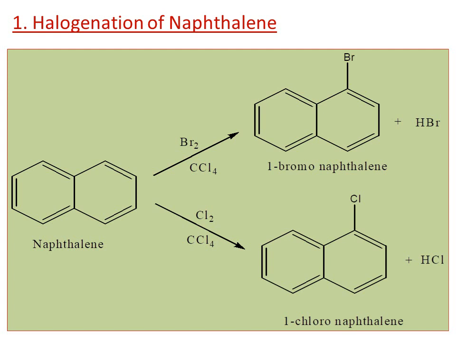Coming to the various electrophilic aromatic substitution reactions, the first reaction is halogenation of naphthalene. Take the naphthalene, halogenation may be either bromination or chlorination. In the presence of carbon tetrachloride as solvent, we get either 1-bromonaphthalene or 1-chloronaphthalene. Depending upon the type of halogen we are using, that halogen is substituted at the alpha position. That is about halogenation.